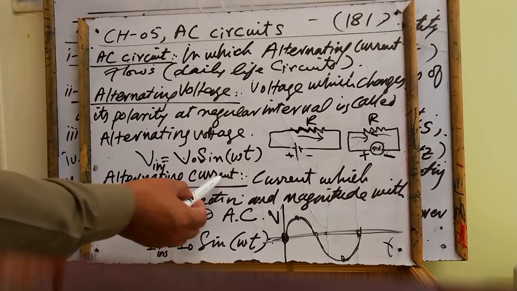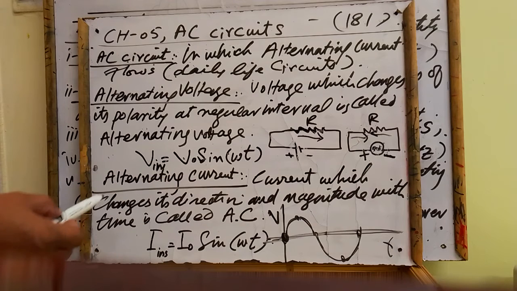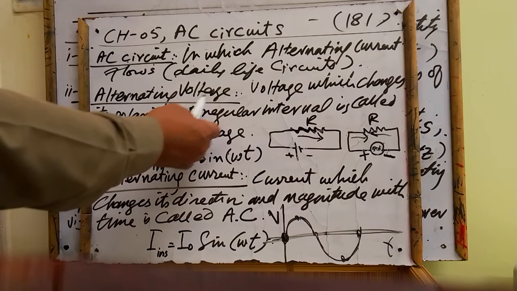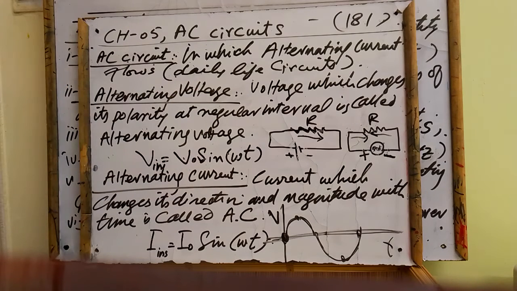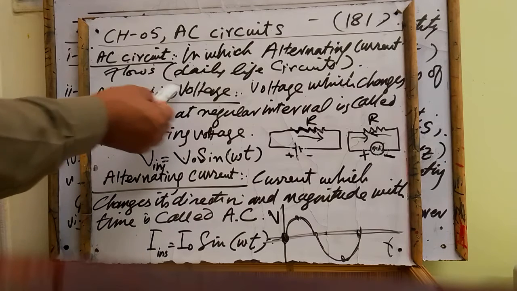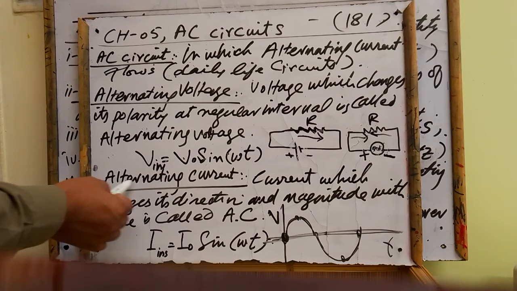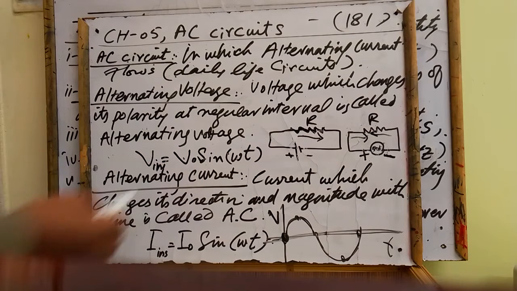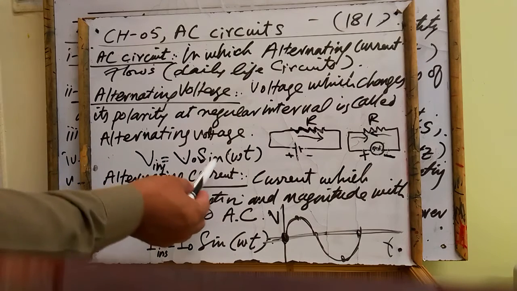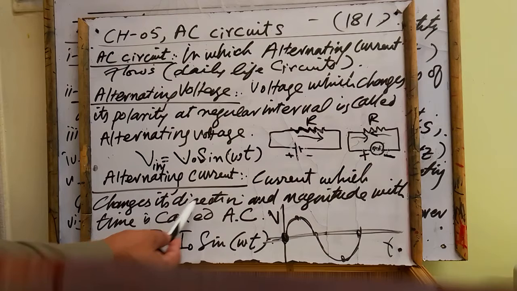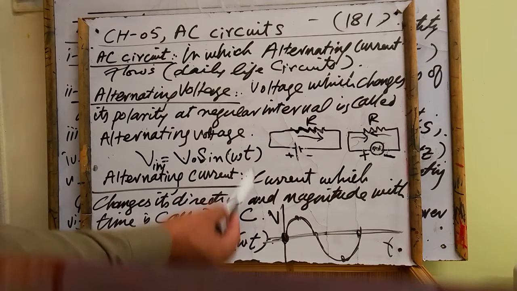Okay. Now, what is alternating current? As we have the concept of Ohm's law from previous chapters, whenever there is some voltage or potential difference, there should be some current flowing. So if the voltage is alternating, similarly we have the concept of alternating current. What is alternating current? The current which changes its direction and magnitude with time is called alternating current.